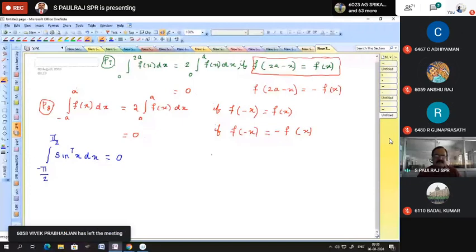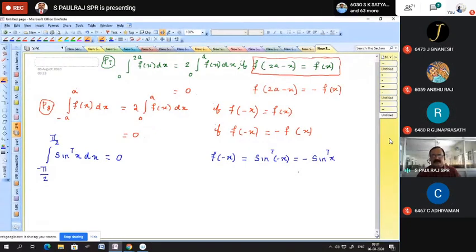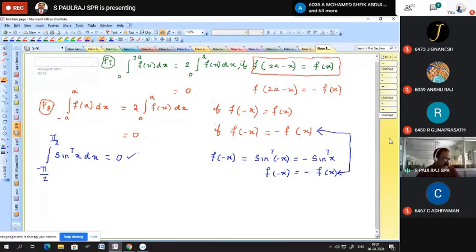First of all, you write f of minus x equal to sine to the power 7 of minus x. What is sine of minus x? Minus sin x. Since it is an odd function, f of minus x equals minus f of x. Therefore, what is the answer? Zero.